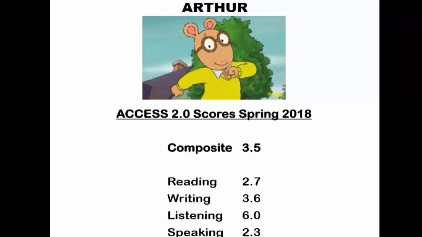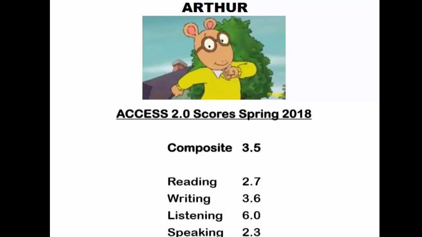In reading, Arthur scored a 2.7, so he's level 2 in reading. He's close to a level 3, so when we teach Arthur, we would try to teach him towards level 3 skills. In writing, Arthur scored 3.6, which means he's level 3 on his way to a level 4. So for his writing, we would instruct him at a level 4.